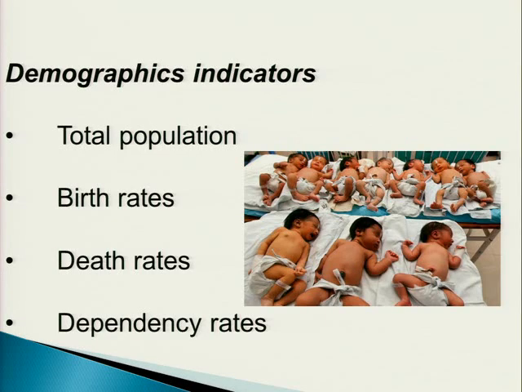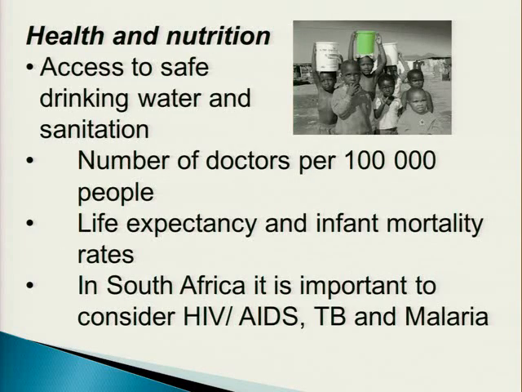Dependency rate, dependency means how many people are depending on people that are earning income. In other words, say for example, we have 20 million people that are working, then we have around about 34 million people that are depending on the 20 million that are working, because all of them must have income, must have food. Now, the next one that we have there is then health and nutrition.